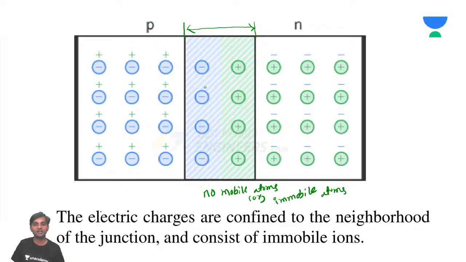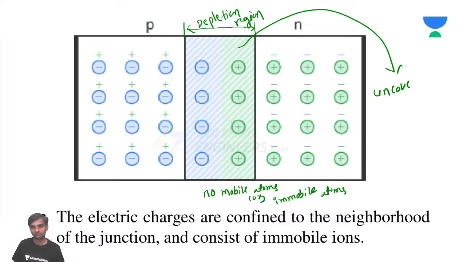Why is it called that, sir? This is depleted of charge carriers. This is called the depletion region, where you will have only immobile ions. Very important, sir. Or you can also say it contains uncovered charges.